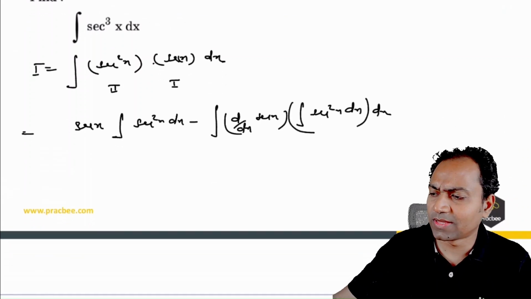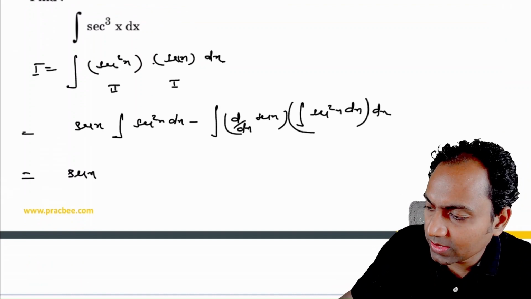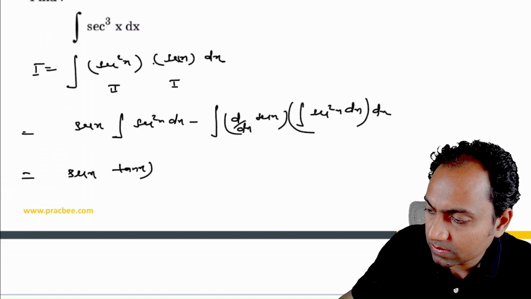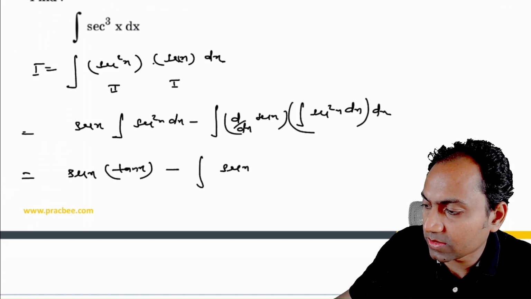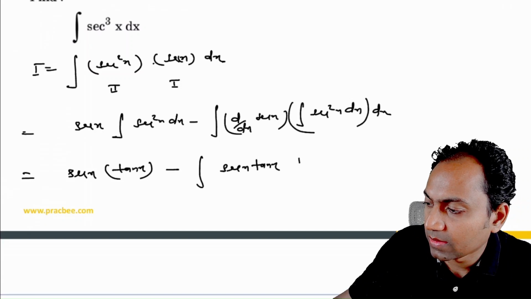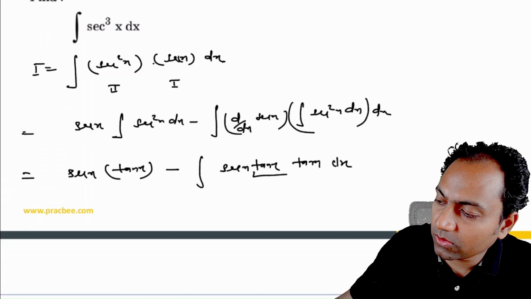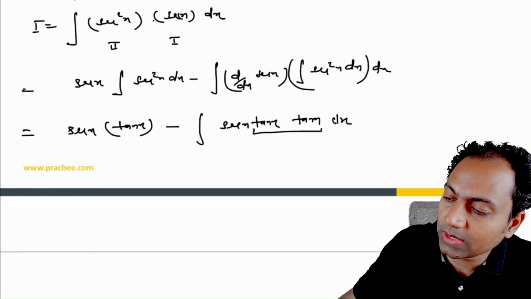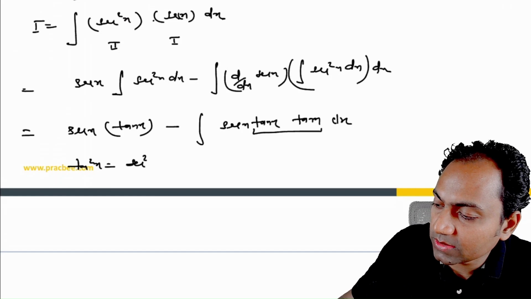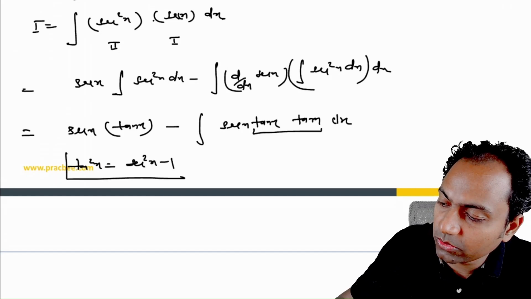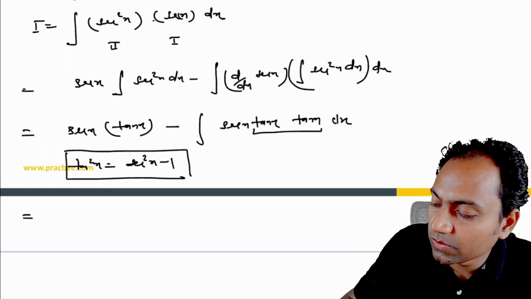Now, once I have done that, you can see that the integration of sec square x is nothing but tan x. Integration of differentiation of sec x is nothing but sec x tan x. This part also becomes tan x. Now we have got here tan square x, and we know that tan square x can be written as nothing but sec square x minus 1. We are going to use this very simple identity of trigonometry. And if I do so, what am I getting?